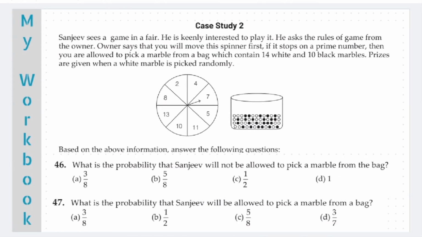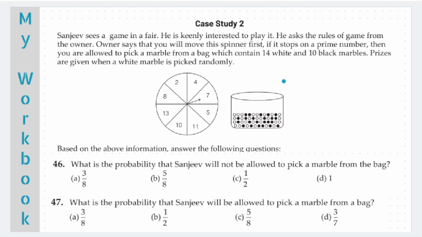We have the next case study and five questions from this case study. We can see that this case study is from the chapter probability. Moving on to case study 2. Sanjeev sees a game in a fair. He is keenly interested to play it. He asks the rules of the game from the owner. Owner says that you will move the spinner first. If it stops on a prime number, then you are allowed to pick a marble from a bag which contains 14 white and 10 black marbles. Prizes are given when a white marble is picked. Based on this information, we will solve the following questions.